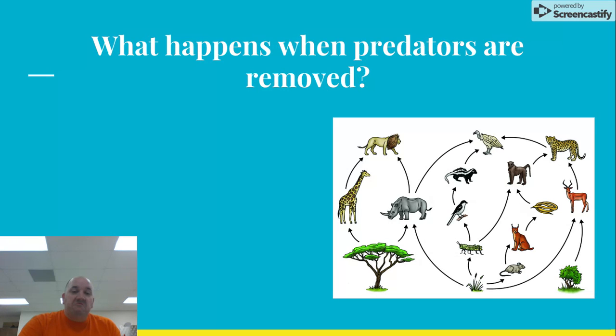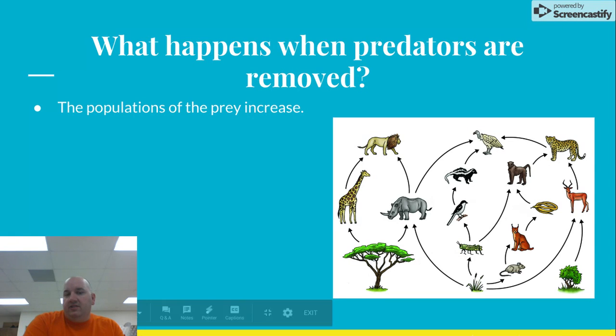What happens when predators are removed from an ecosystem? Right here we've got the lion and that cheetah or leopard. When we remove them, the populations of the prey are going to increase. For instance, the giraffe and the rhino populations are going to increase, but then the tree, which is part of that ecosystem, its population is going to decrease. So that's something to remember.